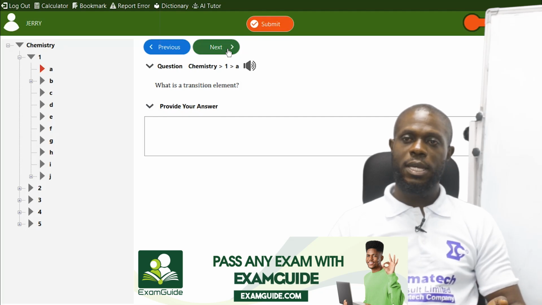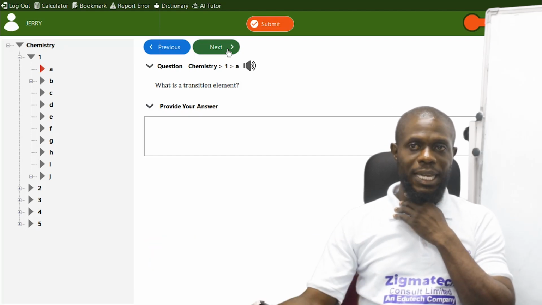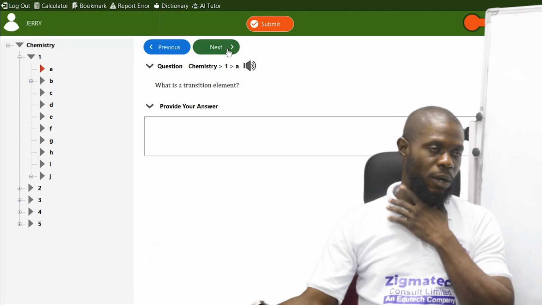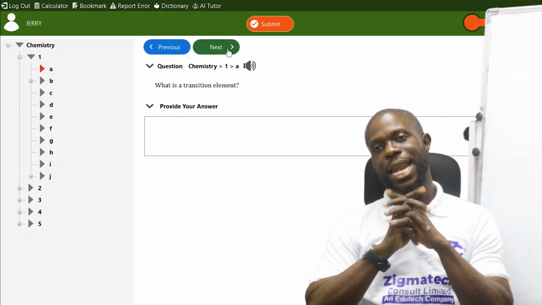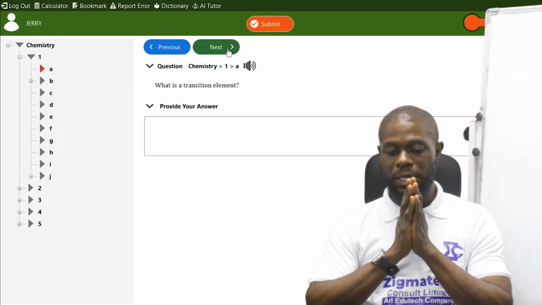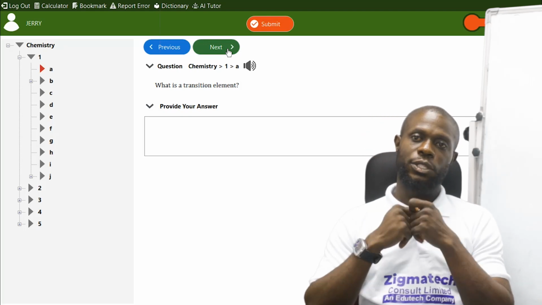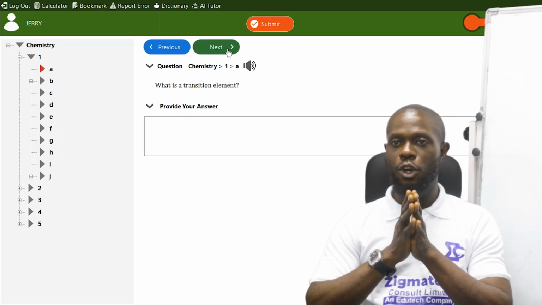Number one says, what is a transition element? Now, a transition element is that which has incompletely filled d orbitals.